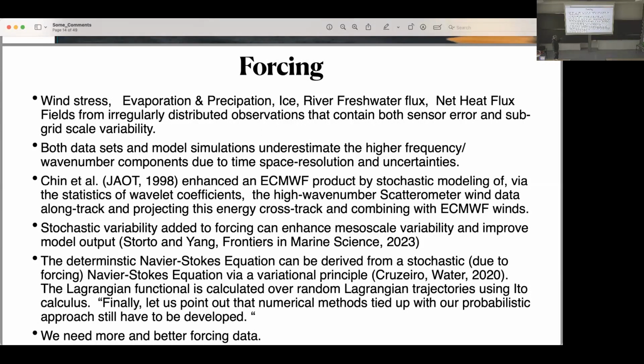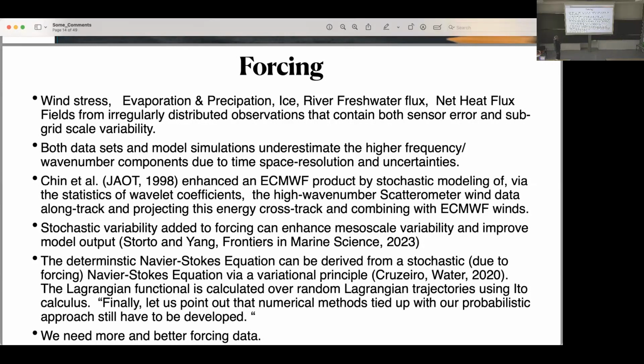And, you know, there's a lot of theory behind this, but the thing I want to point out is the last line in one of these papers, which I quote: "Finally, let us point out that numerical methods tied up with our probabilistic approach still have to be developed." So they were able to prove some nice mathematical results where, for example, in the stochastic Navier-Stokes, they were able to look at some simple flow situations and show, at least in the weak solution sense, there are unique solutions, which is a big thing for Navier-Stokes. If you could do the strong solution over the whole time, you win $1 million, right? The Millennium Prize, if you could do that problem.